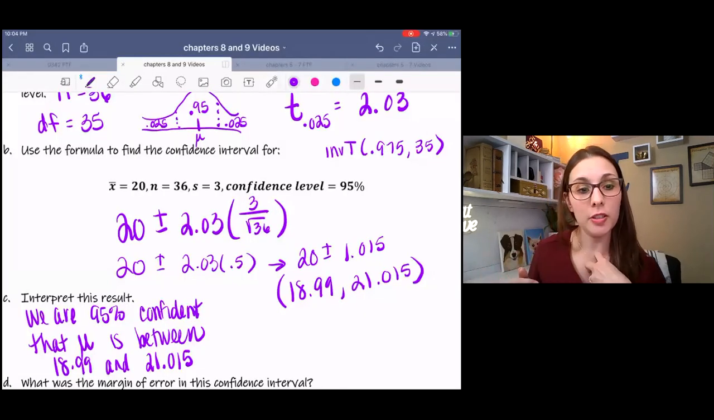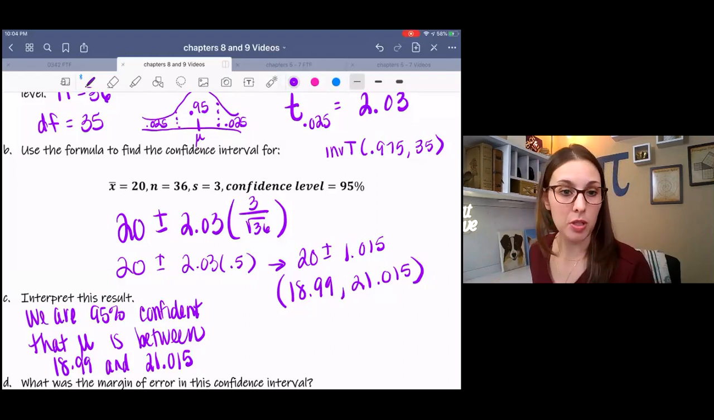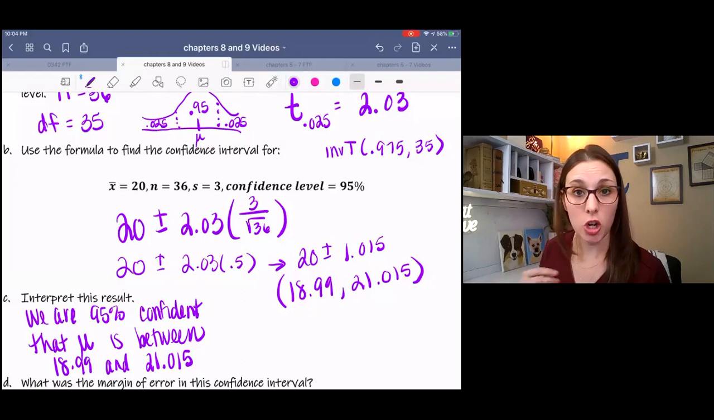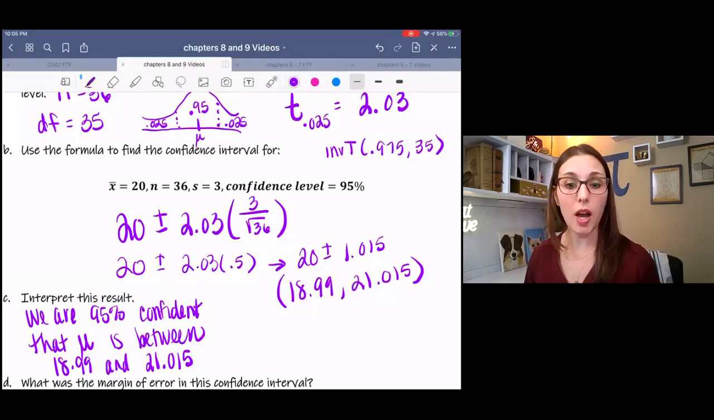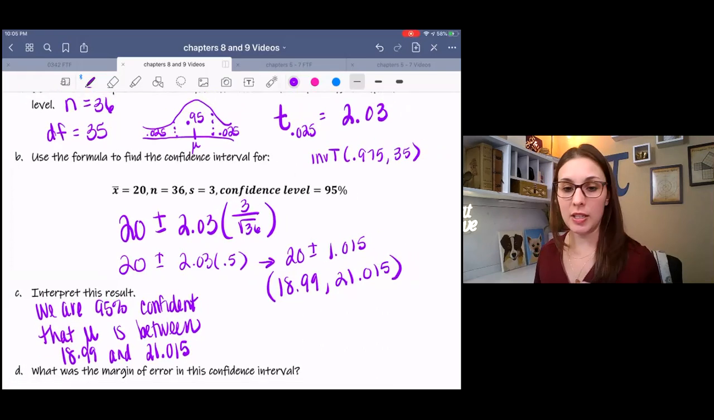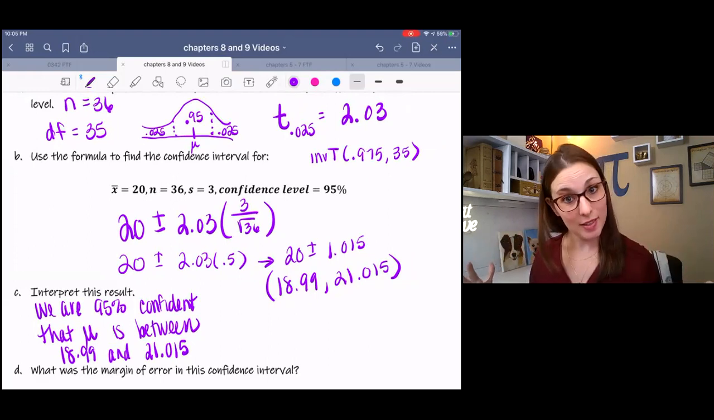So you should have gotten 20 plus or minus our critical t-value times standard deviation over square root n. And then when you figure that up, you get 2.03 times 0.5, which is 1.015. And then you do 20 minus that for your lower bound and 20 plus that for your upper bound. So your interval goes from about 18.99 to 21.015.